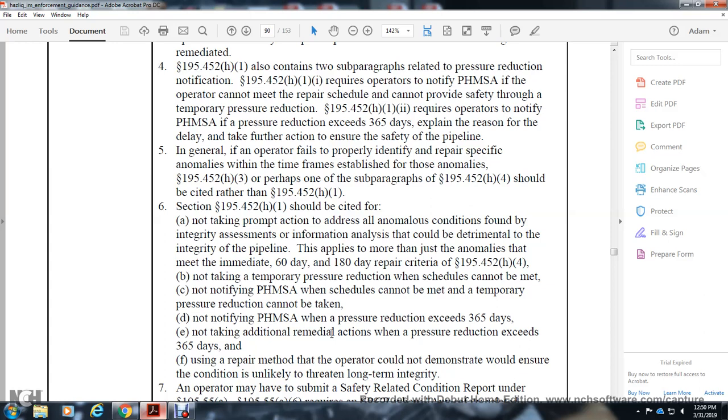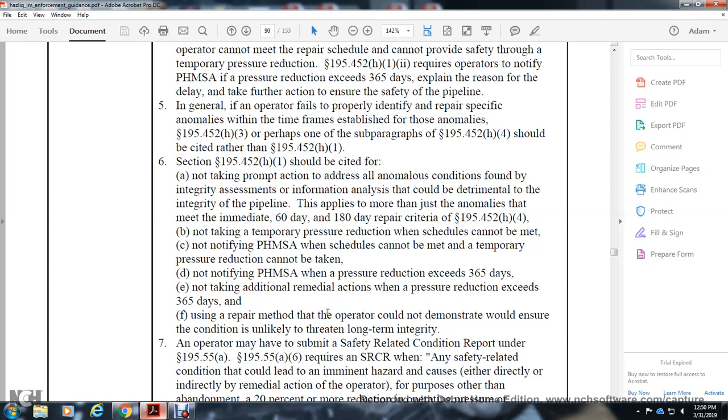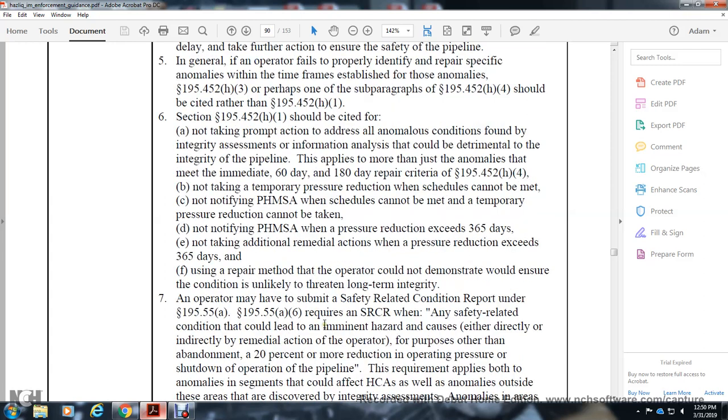195.452(h)(4): with a B, taking pressure reduction with a schedule that cannot be met without notifying PHMSA; the schedule cannot meet the temporary pressure reduction cannot be taken. D, notifying PHMSA when the pressure reduction exceeds 365 days, not taking additional remedial action when the pressure reduction exceeds 365 days. And 5, use a repair method that the operator demonstrates would ensure the condition is unlikely to threaten long-term integrity.